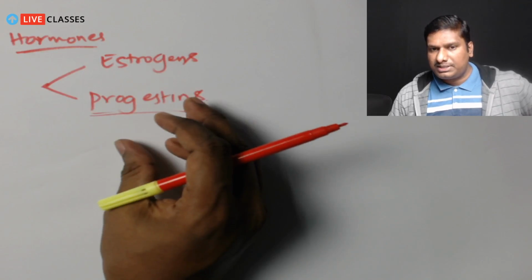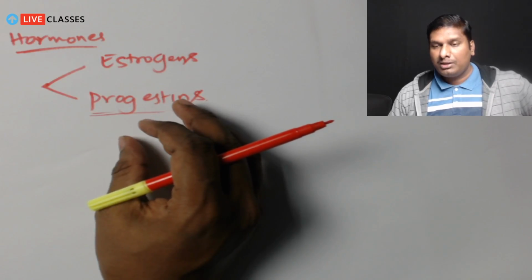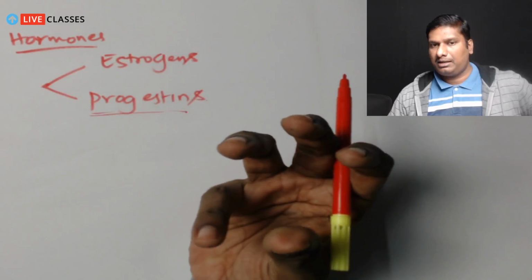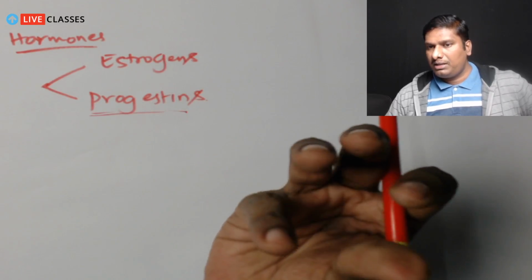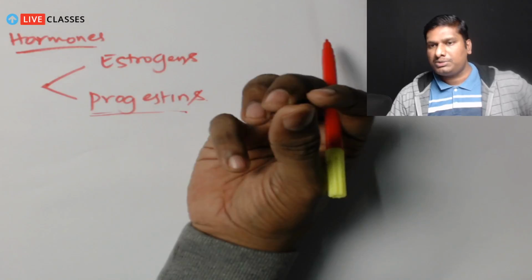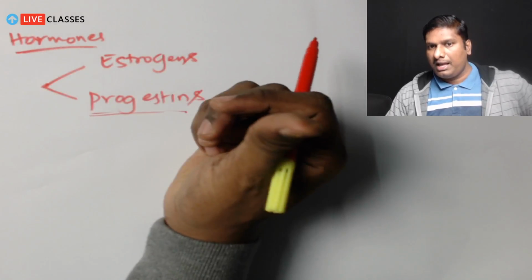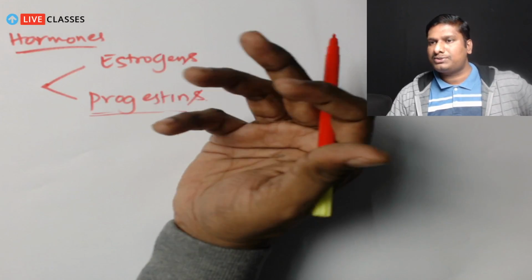Now where are these progestins coming from? You know the basic biology. Every month a female forms an egg, and if that egg gets fertilized, it grows into an embryo.